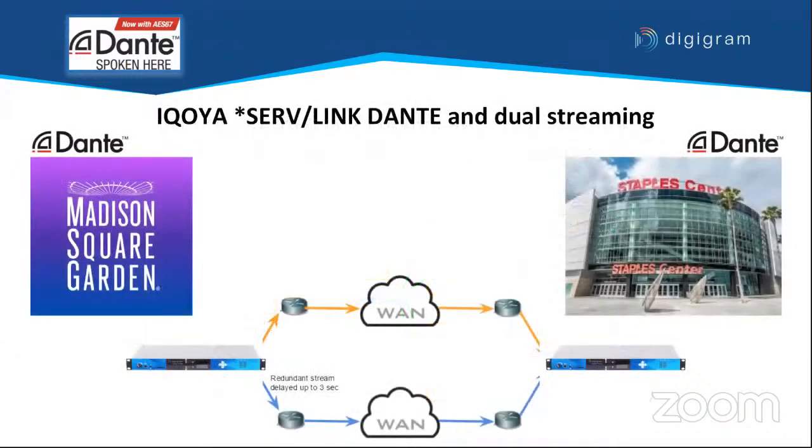A different way might be connecting two venues. Let's say you have Madison Square Garden in New York, Staples Center in Los Angeles. For the sake of this slide, let's say both venues are using Dante, and we want to interconnect the venues and make them one whole audio system. We can put an Akoya ServLink on each end, connect it over the internet, and in full duplex transfer up to 64 channels of Dante from Los Angeles to New York and vice versa. So there's just some different ways this technology can be used.